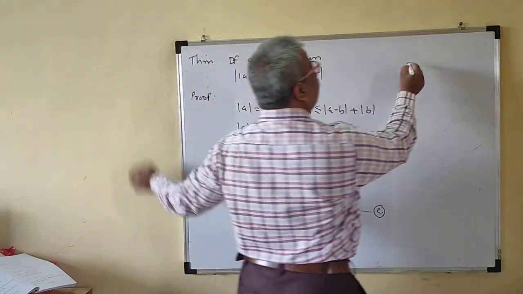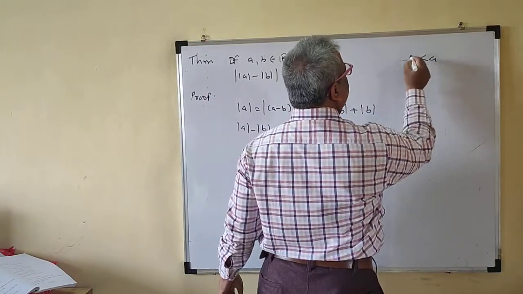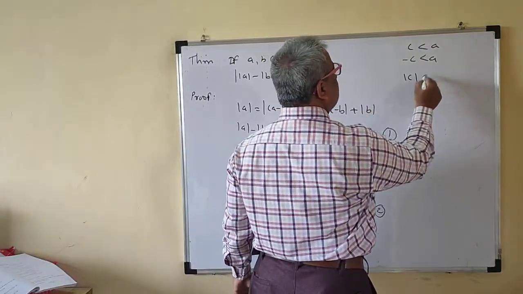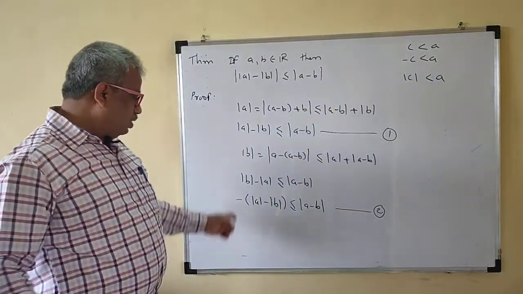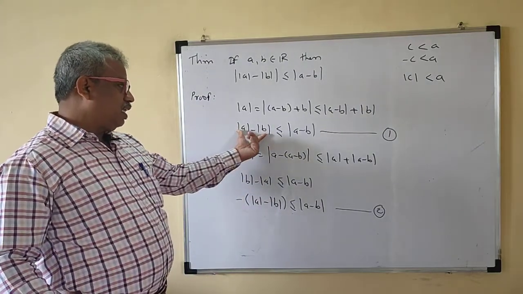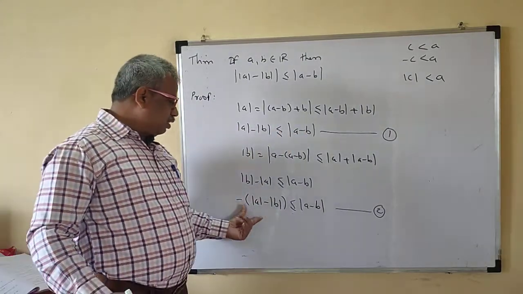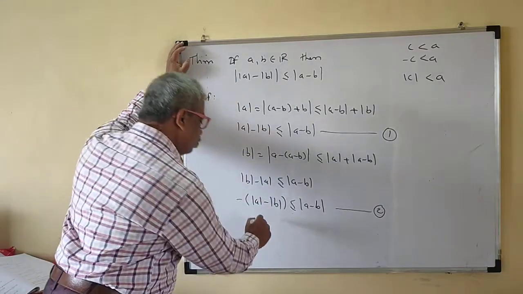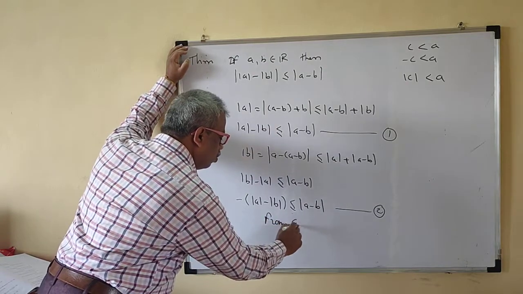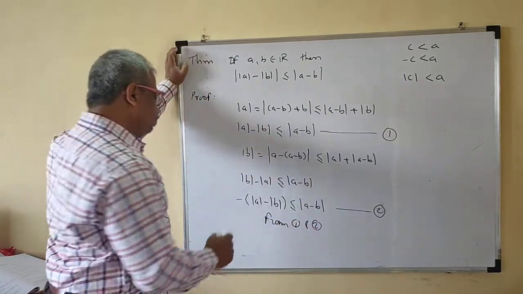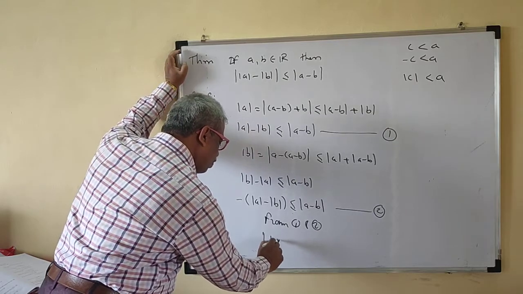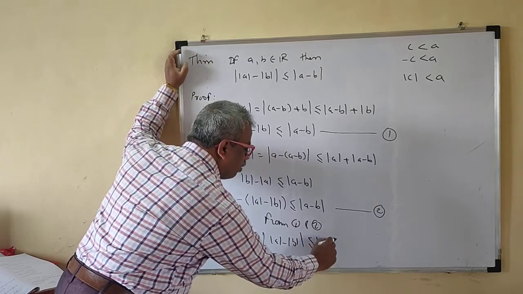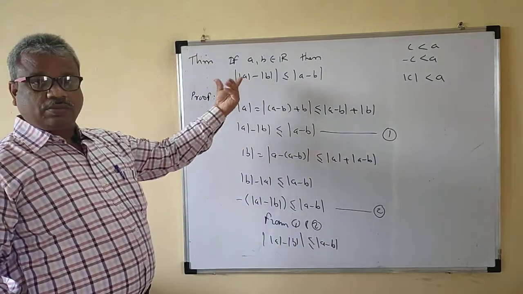So we have seen in the note, if c is less than a and minus c is less than a, then mod of c is less than a only. Now see here, from 1, this is your c is less than mod of A minus B, and this is minus of mod of A minus mod of B, right? So from 1 and 2, mod of A minus mod of B less than or equal to mod of A minus B, right? And that we want.